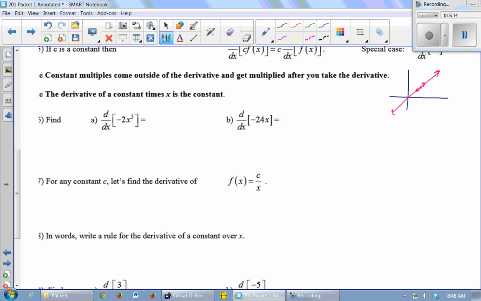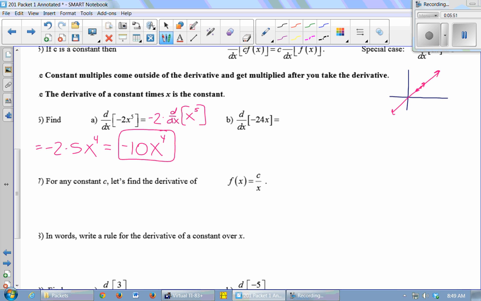So if I want to do d dx of negative 2x to the fifth, in short, I can just bring the negative 2 along for the ride, right? So this is just going to be negative 2 times d dx of x to the fifth. So the negative 2 can just come right through the derivative. And then what's the derivative of x to the fifth? 5x to the fourth. So this becomes negative 2 times 5x to the fourth. And then you can multiply the negative 2 and the 5, and you get negative 10x to the fourth.